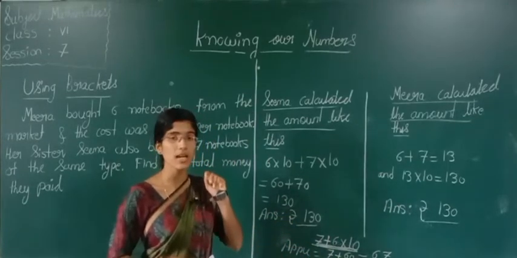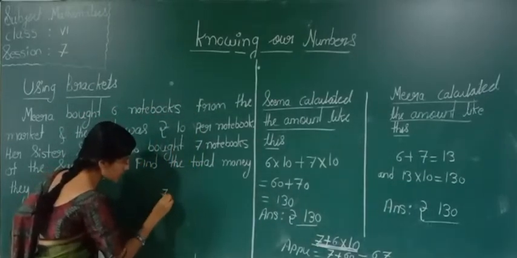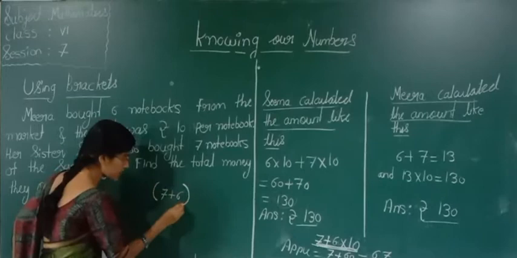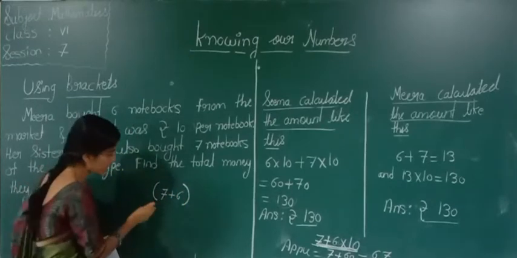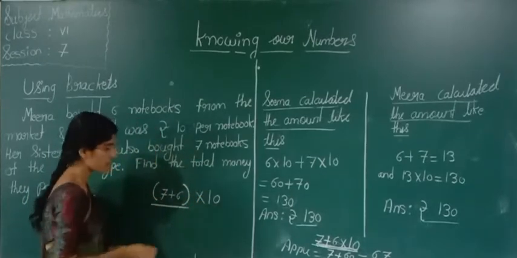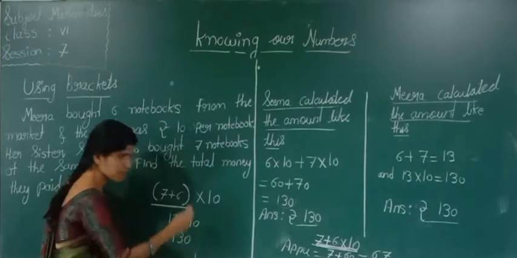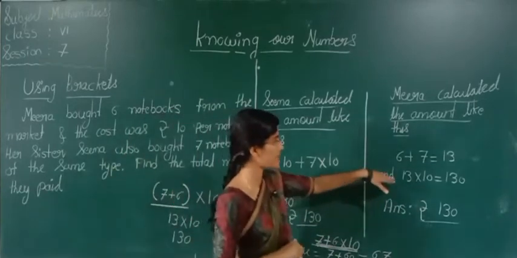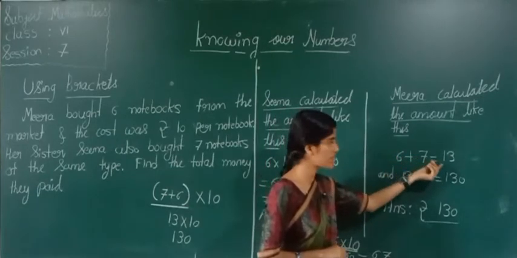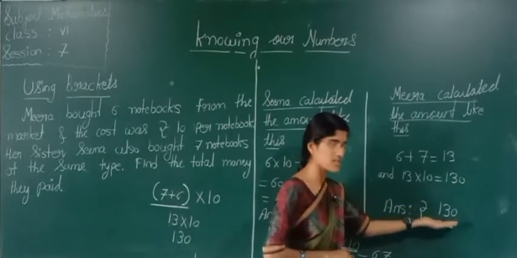We will use the brackets. See here, we will use a bracket. See here, 7 and 6, these two numbers we are putting in a bracket. We are treating this as a single number multiplied by 10. 7 plus 6 is 13 into 10 is 130. What had Meera done? Meera had done the same thing. She had added 6 plus 7, 13. This sum she had multiplied by 10. Thus she got the answer 130.